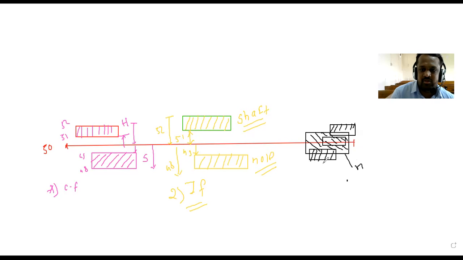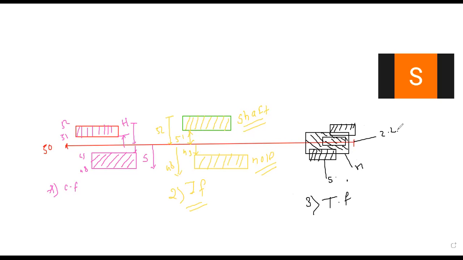This is for the hole, this is for the shaft. Okay, this is called the transition fit. So understood how to show it in a graphical manner. Okay, so now that part is completed. Now can I move over to the next point? Yes.